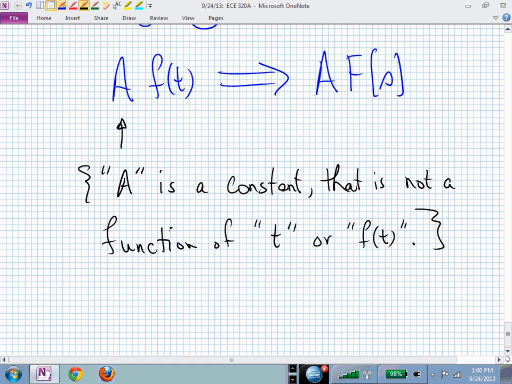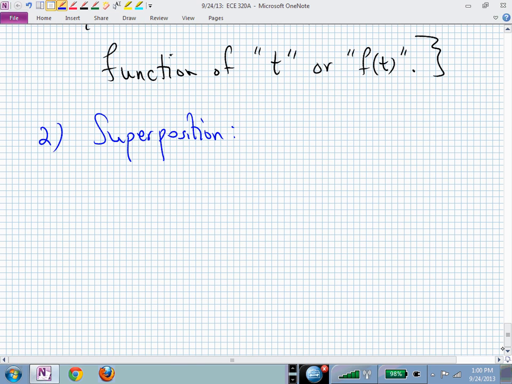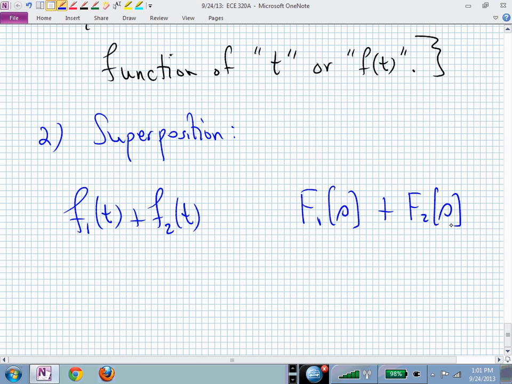The other thing that's nice is that we can preserve superposition. Which says that if you had a waveform f1 of t and you knew its Laplace transform, and then you said, oh, I'm sorry, I need to add in another waveform to that. Well, now you just have to know that waveform's Laplace transform, and if you've added two waveforms in the time domain, you can simply add their Laplace transforms in the frequency domain.